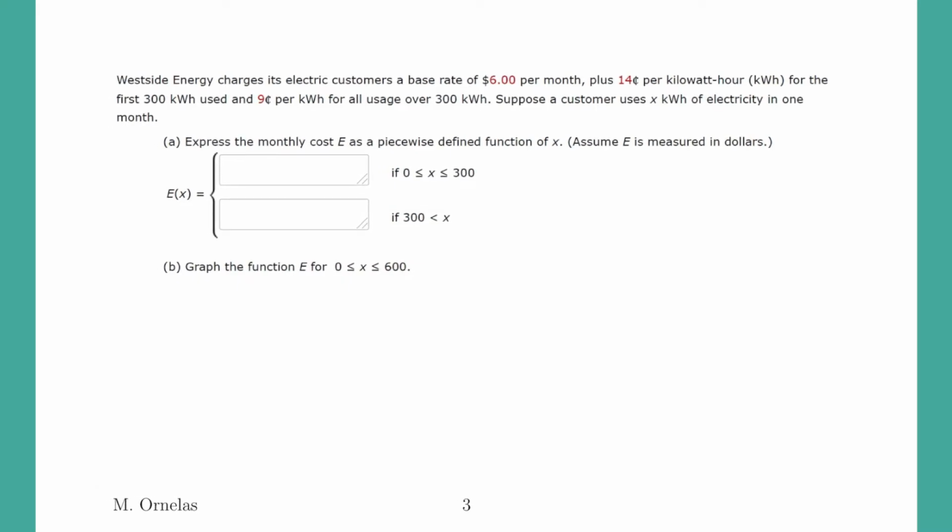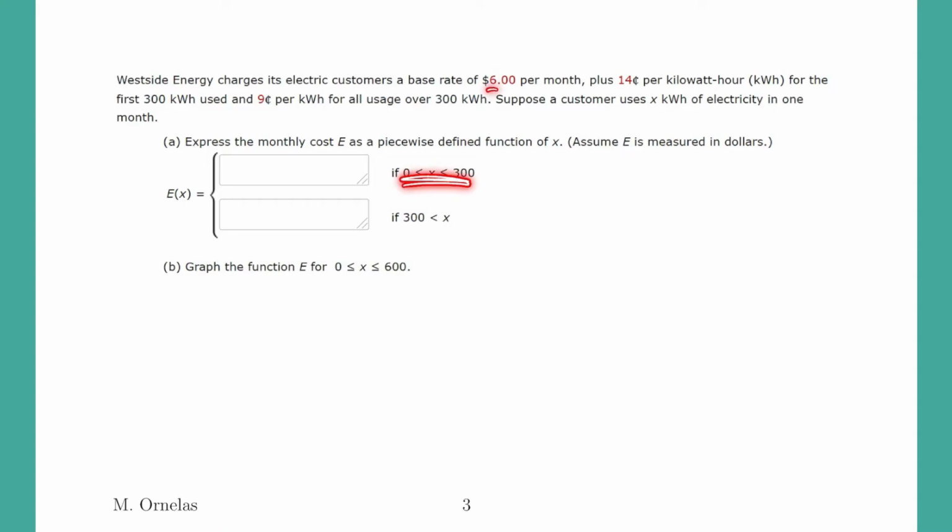This is the last problem. It says West Side Energy charges its electric customer a base rate of $6 per month, plus 14 cents per kilowatt hour, for the first 300 kilowatts used. And so for the very first 300 kilowatts used, they're going to charge you $6 plus 14 cents for every kilowatt hour. Whereas after any usage over 300, they're just going to start charging you 9 cents per kilowatt hour. So for this bottom one, they're going to just charge you 9 cents.